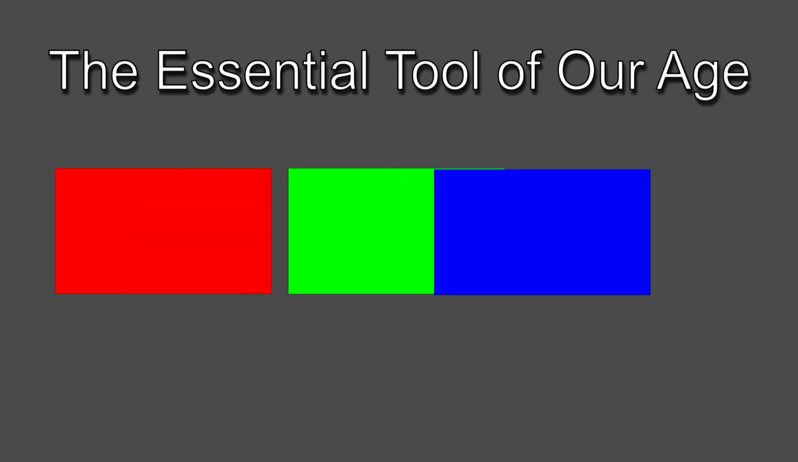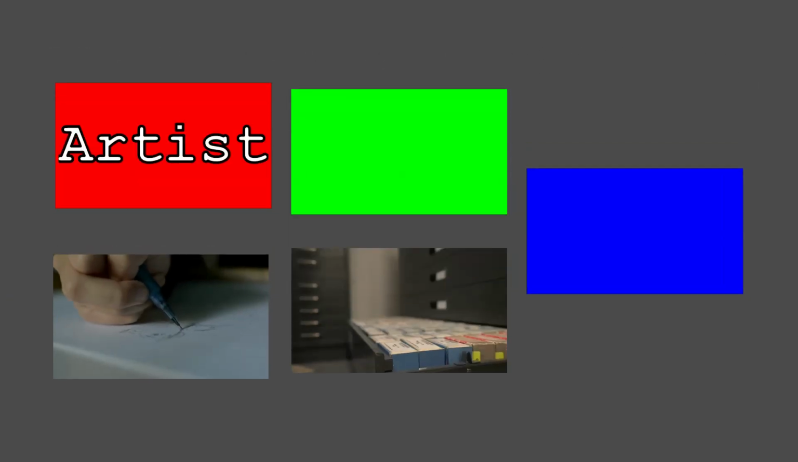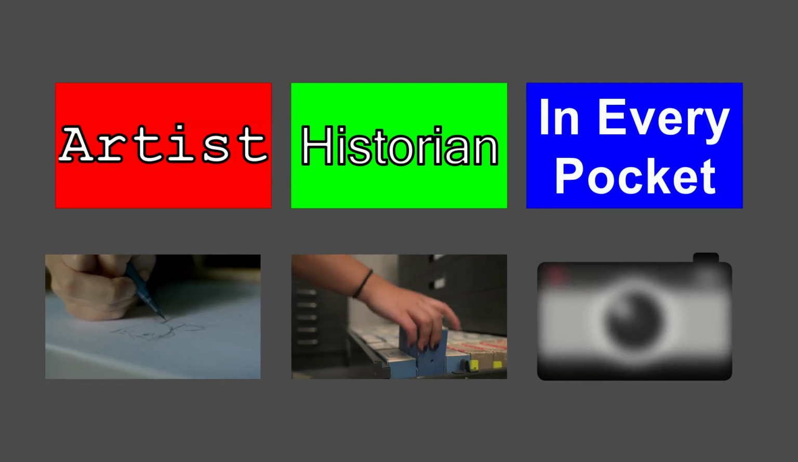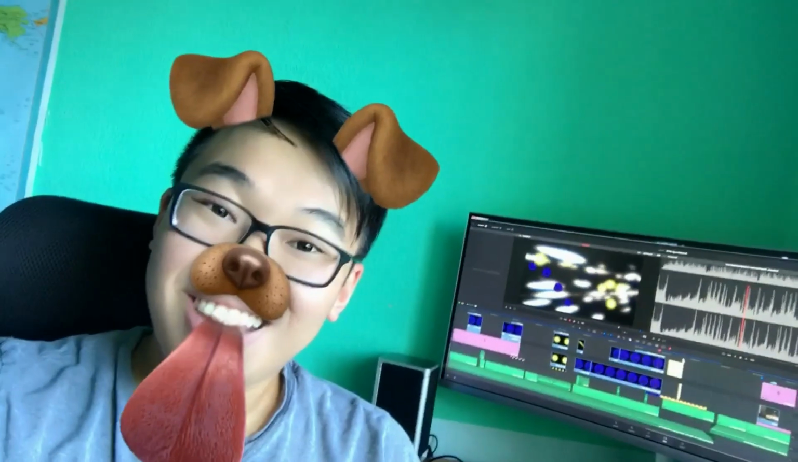There's a tool that's revolutionized our society. It's an artist, a historian, and it's in every pocket. It's called a digital camera, and you've probably heard of it. How does it work though? And how did Albert Einstein play a pivotal role in discovering the science behind our Snapchats?